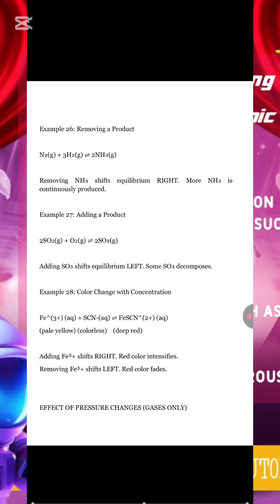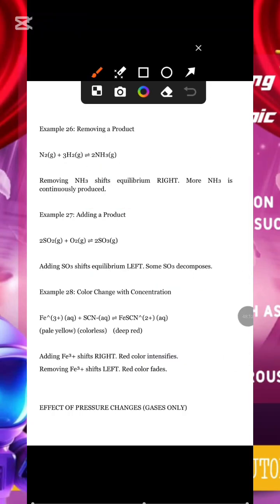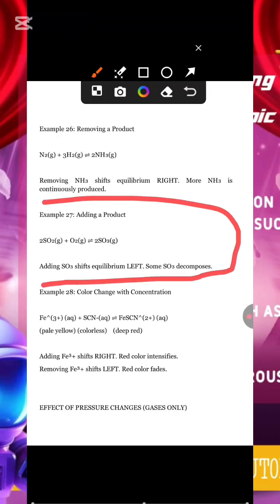All right, now you can also observe the same thing right here in this particular spot in example 27. Okay, observe this example 27. You can see that in this particular reaction right here, SO2 and oxygen are the reactants, and SO3 is the product.